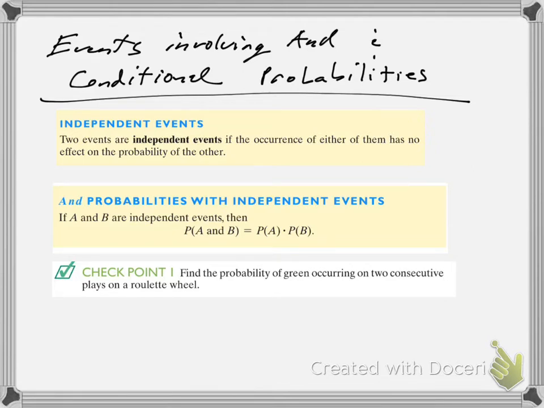So the probability of two independent events happening, A and B, is you just take the probability of one and the probability of the other and you multiply them. Okay, this isn't super hard. So let's do an example.